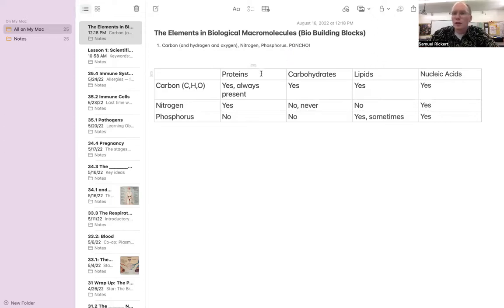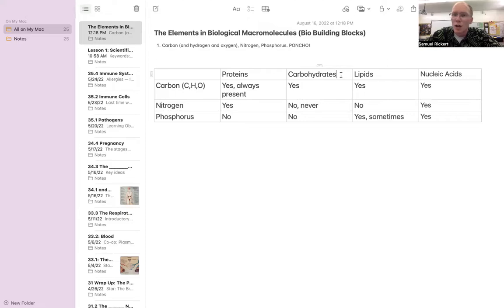So first we have proteins. Proteins are not just things in your muscles. Proteins are in each and every cell of your body. They are things such as enzymes. They're things such as protein channels, letting things in and out of your cell. Proteins are essential in each and every cell in your body. Then you have carbohydrates. These are short-term energy storage for your cells.